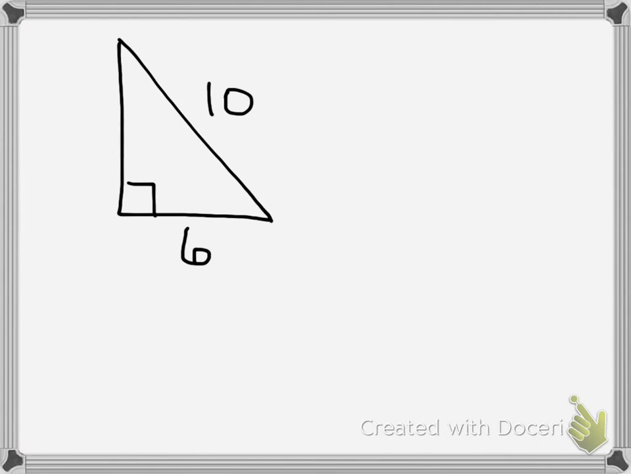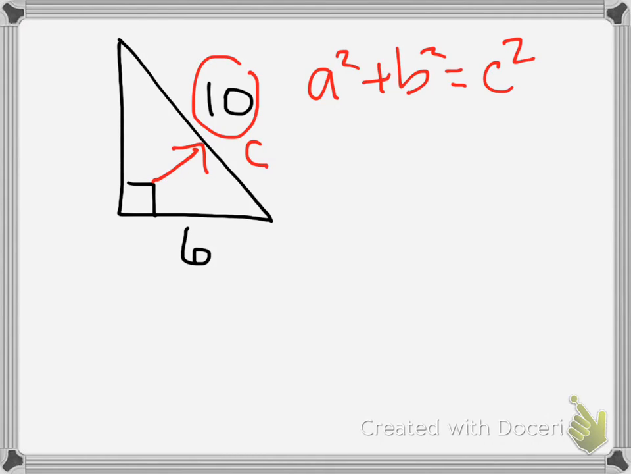All right, so we know our Pythagorean theorem is a squared plus b squared equals c squared. I want to make sure that I label correctly, so I know that my longest side is the one across from the right angle. This is my c. The other parts, the legs of the triangle, they can be either a or b. So we'll label this way.